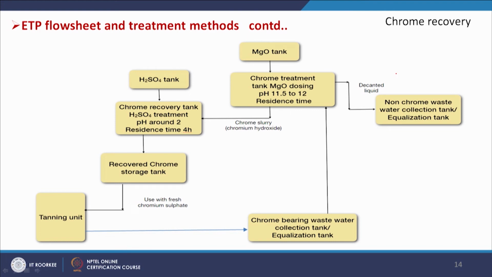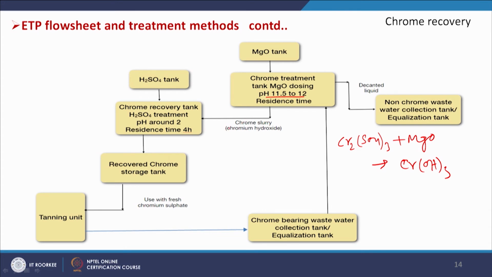So, as we mentioned, from the tanning unit the chrome-bearing wastewater is coming to the collection tank, then it is sent to the chrome treatment tank, where magnesium oxide (MgO) dosing is taking place at pH 11.5 to 12. So, here we have chromium sulphate, Cr2(SO4)3, in the solution, because the chromium is here in the +3 state, and it is added with magnesium oxide. So, it will give us chromium hydroxide here as a precipitate.